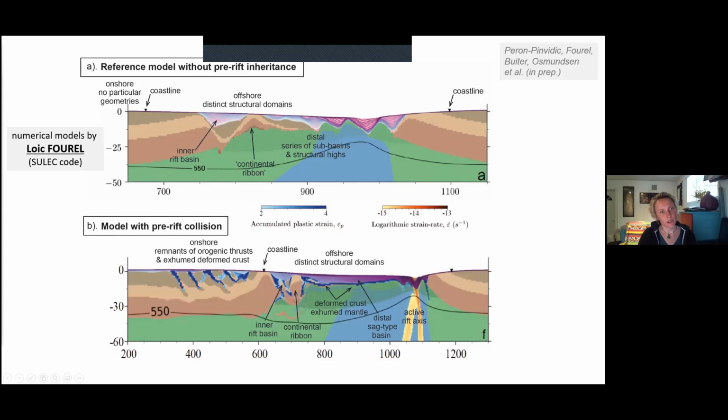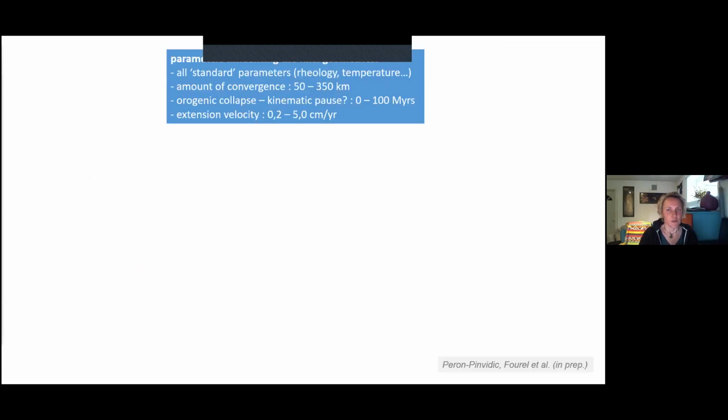But if you add an orogen in your modeling, you add a level of complexity to the geometries you develop that is really interesting. And that is really pertinent because it is an excellent approximation of what we see offshore, but also onshore. And to me, it was completely new. So why do I tell you that now? I tell you that because Loïc also worked a lot on all the parameters that influence the orogeny and the rifting evolution. All the standard parameters, of course, but he also focused his attention on the parameters dealing with the orogeny, notably the amount of convergence. And that was really interesting.